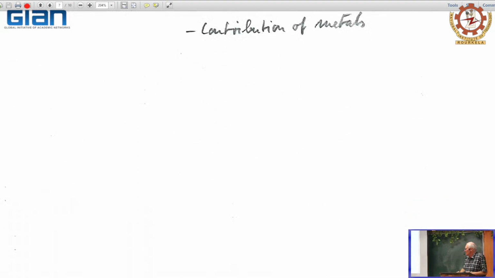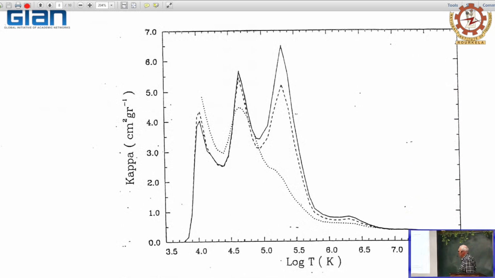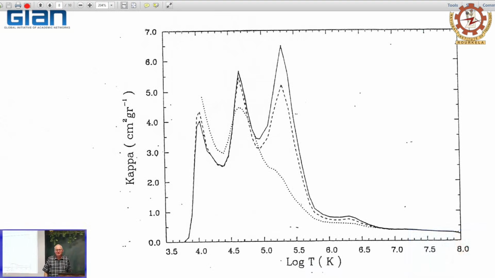This typically occurs, we have already seen this diagram. This is a cut through the temperature-density plane. It plots kappa, the opacity, as a function of log temperature for some constant density. And what you see here, usually the opacity decreases with temperature, but there are three domains in temperature where the opacity increases with temperature. This is here, here, and there.